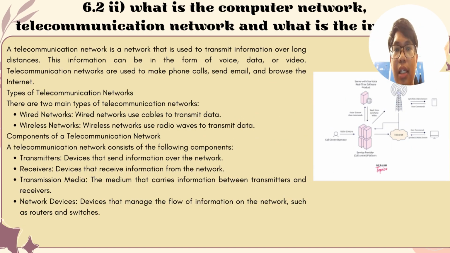A telecommunication network is a network that is used to transmit information over long distances. The information can be in the form of voice, data, or video. Telecommunication networks are used to make phone calls, send email, and browse the internet. There are two main types: wired networks, which use cable to transmit data, while wireless networks use radio waves to transmit data. The components of a telecommunication network are the transmitter, receiver, transmission media, and network device.